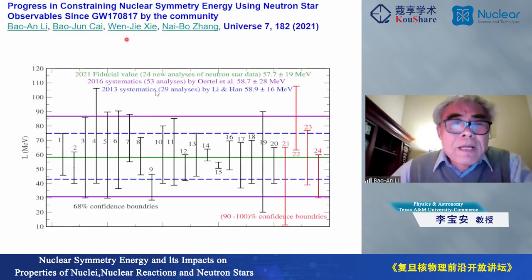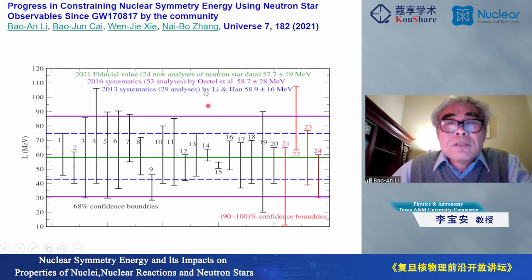Okay, so I mentioned that many people in the community have analyzed the neutron star data, up to about a year ago. There were 24 analyses of the new neutron star data. They give you the error parameters; these are the results from different analyses. If you trust every analysis and just take an average, you find that these 24 analyses of neutron stars give you an average error of about 58 MeV plus minus 19.